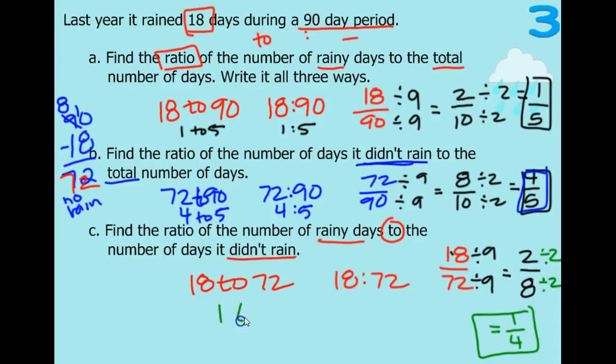So we could have written this as 1 to 4 and 1:4. If you didn't simplify, that is technically okay, but on a standardized test, for example the MCA, they might simplify that and put it in the smallest terms.